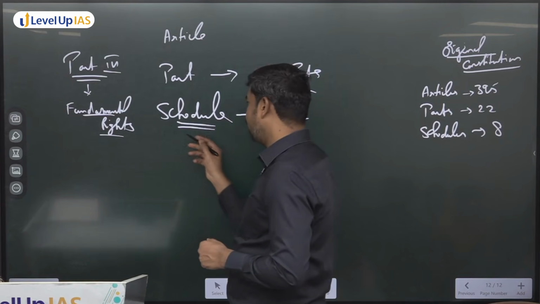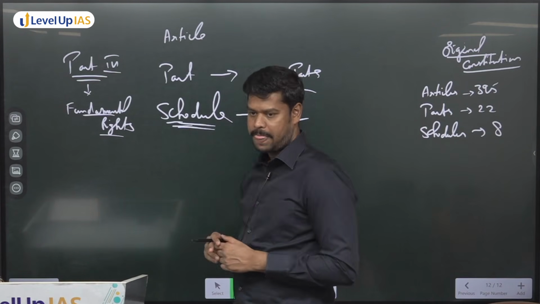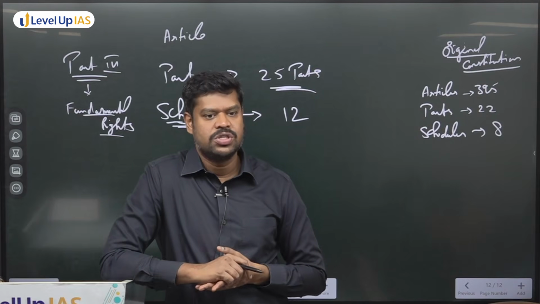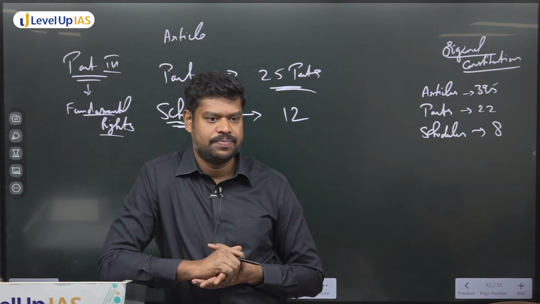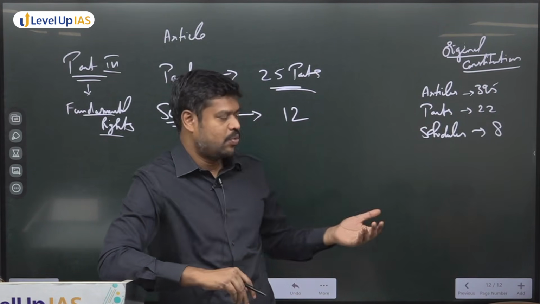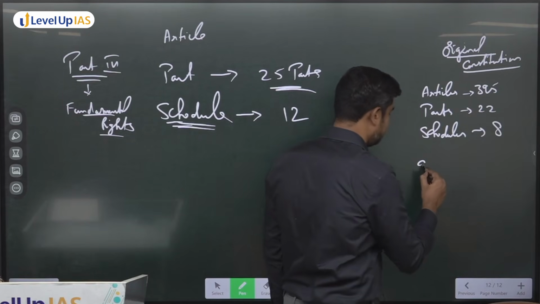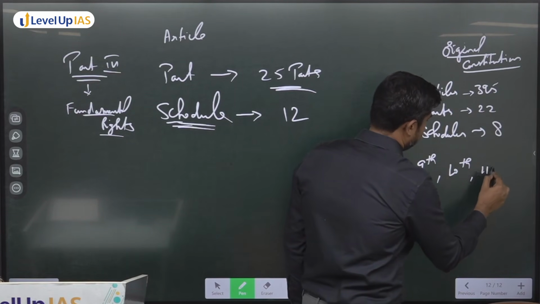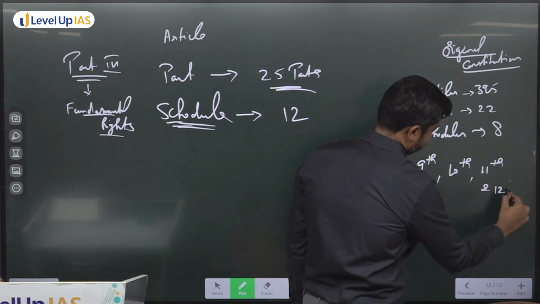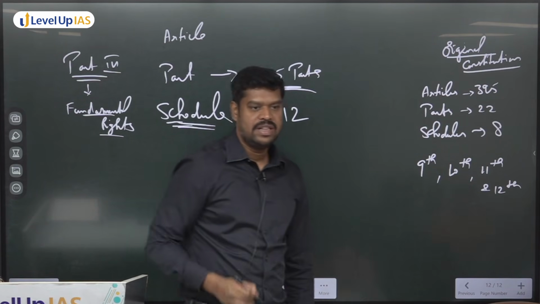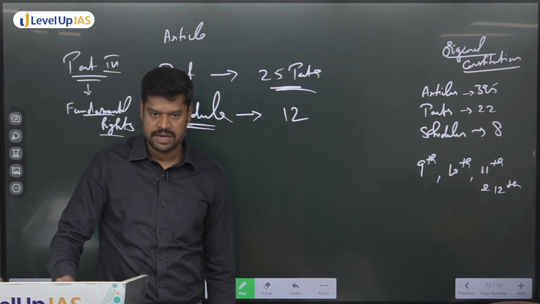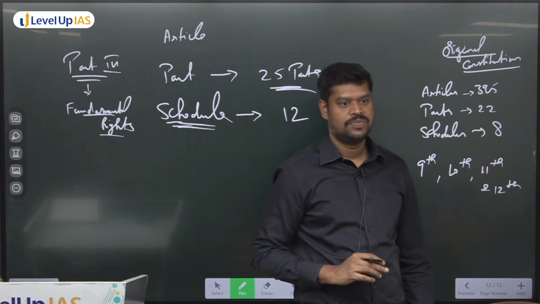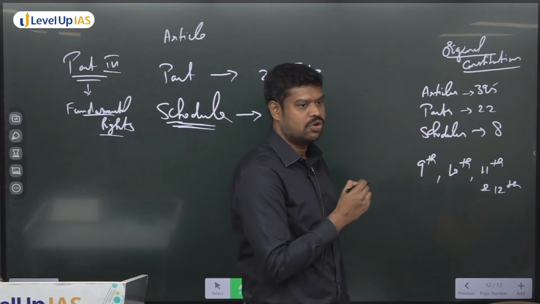And does anyone know when the 9th schedule was inserted? Just a factual piece of information if you know. Because the original Constitution had how many schedules? 8 schedules. Then subsequently 4 schedules were added: the 9th, 10th, 11th and 12th. Does anyone know when these schedules were inserted? Any idea? When was the 9th schedule inserted? 1951, by the First Constitutional Amendment Act.